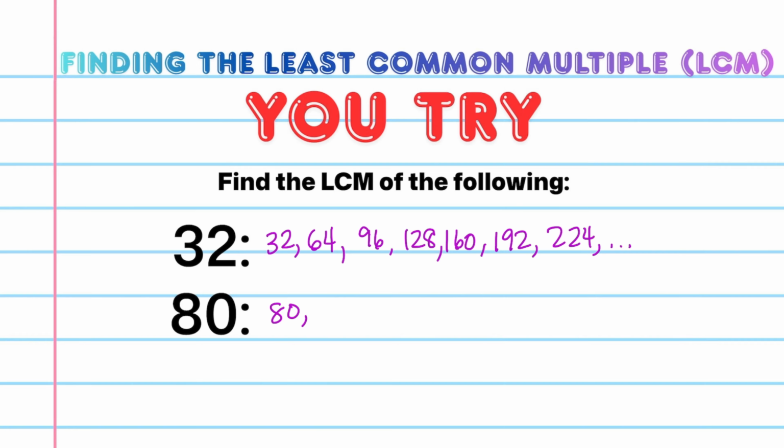80 times 1 is 80. 80 times 2 is 160. 80 times 3 is 240. 80 times 4 is 320. So I'm going to pause right there because I have found what my least common multiple is. And in this case, I see that the smallest multiple that 32 and 80 have in common is 160. Therefore, my LCM is 160.